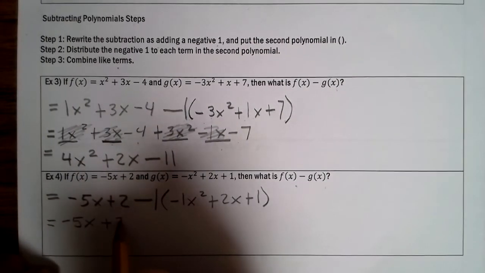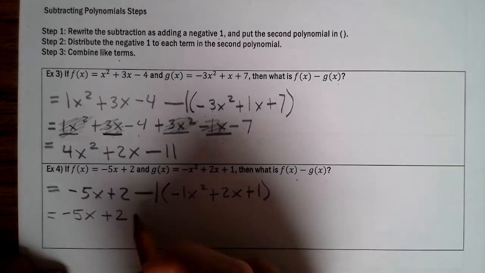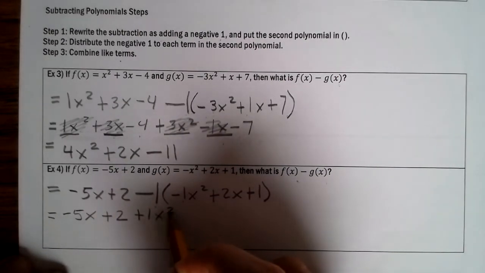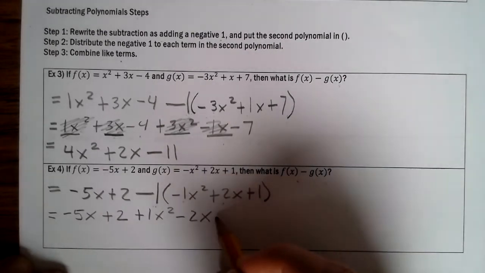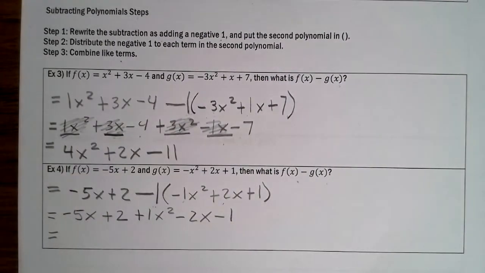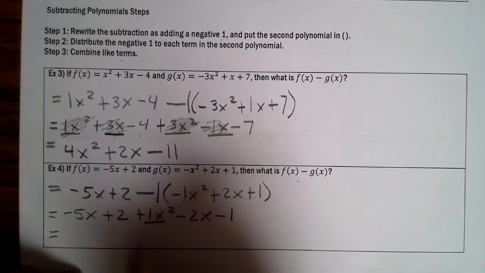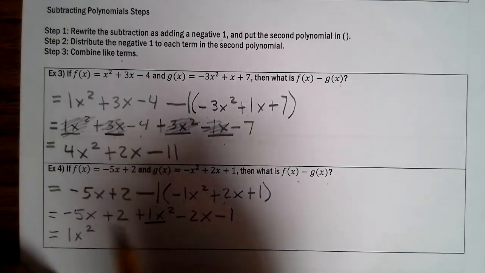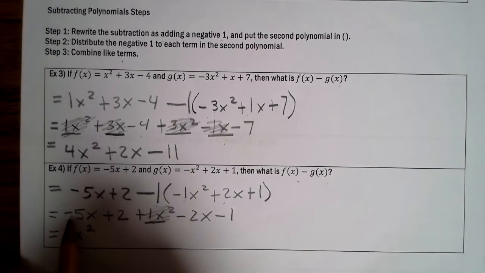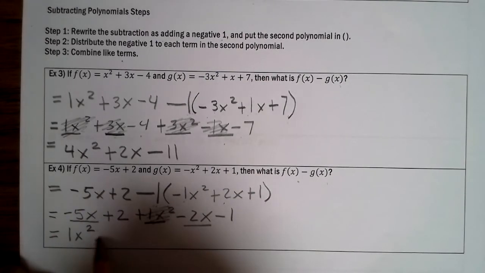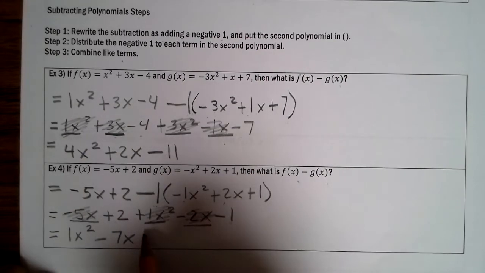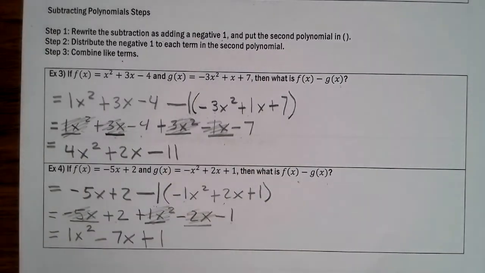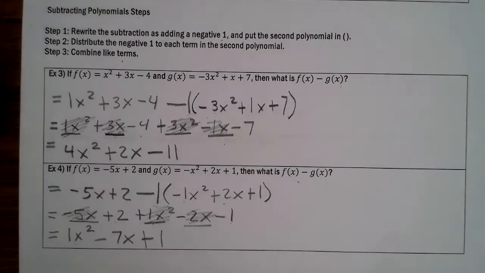Now, negative 1 times negative 1 is a positive 1x squared. Negative 1 times 2 is a negative 2x. And negative 1 times 1 is a negative 1. Okay, so now we combine terms. Nothing to combine with the 1x squared, so we're done with that. Now we combine the negative 5x and the negative 2x, which is a negative 7x. Done with that. And then 2 minus 1 is a plus 1. Right? So that was subtracting polynomials.